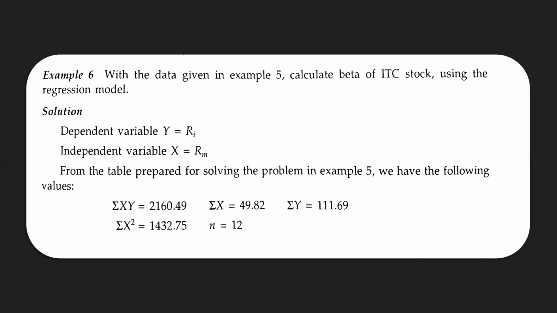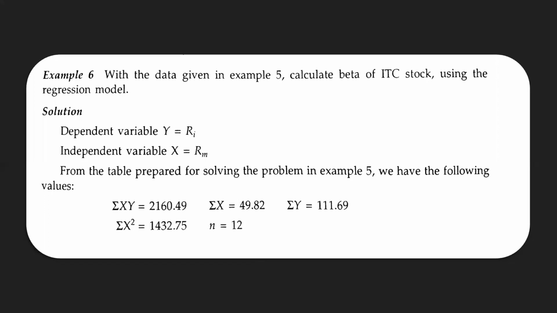Next is the regression method. With the data given in example 5, calculate the beta of ITC stock using the regression model. So the regression model studies the unit change in the dependent variable due to a change in the independent variable. See, when there's a unit change in the independent variable, that is the market index, what is the percentage of change that occurs in the dependent variable, which is the individual stock or ITC stock's price. So that is what we study under the regression model.